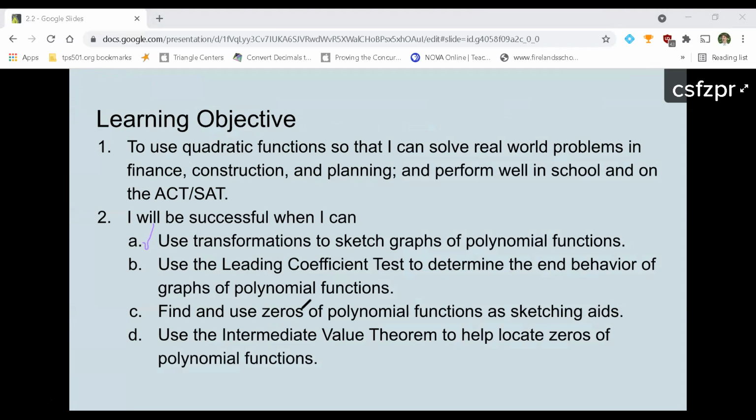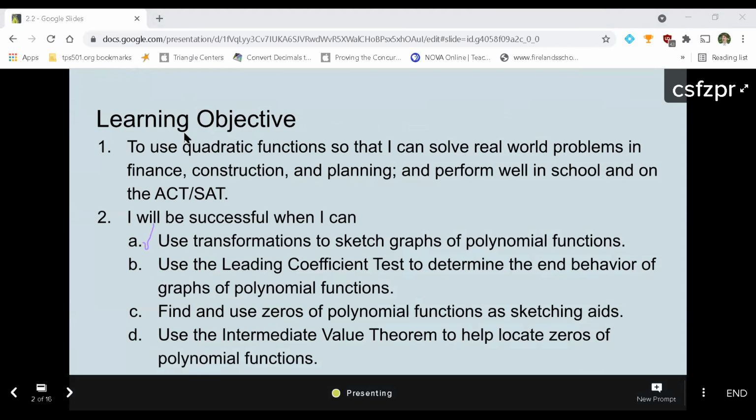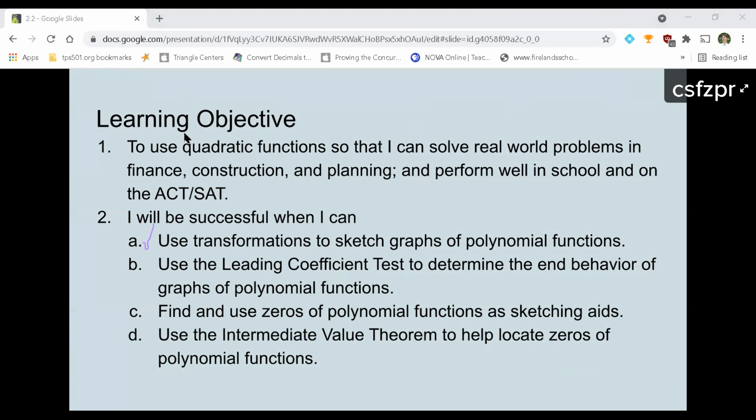Finding zeros. That one is kind of bad. And then intermediate value theorem. That one's not too bad. So it'll be easy and then some hard stuff. I have a feeling, in fact, did I already do it? Yeah, I have a feeling that this lesson is actually going to take 2 days.